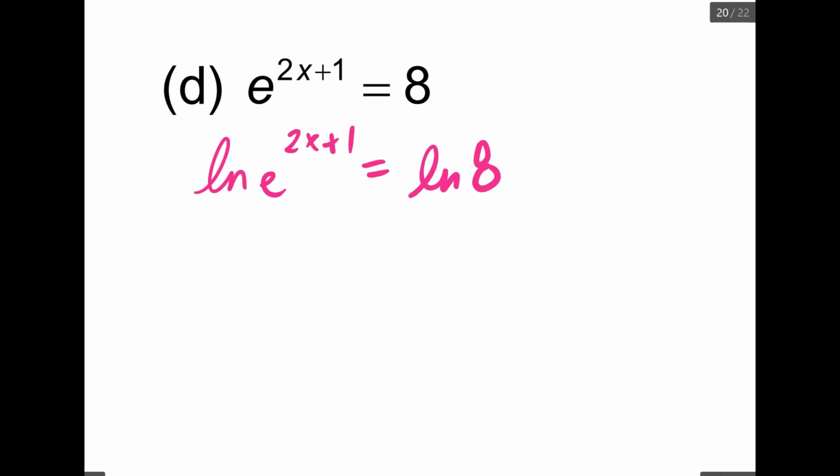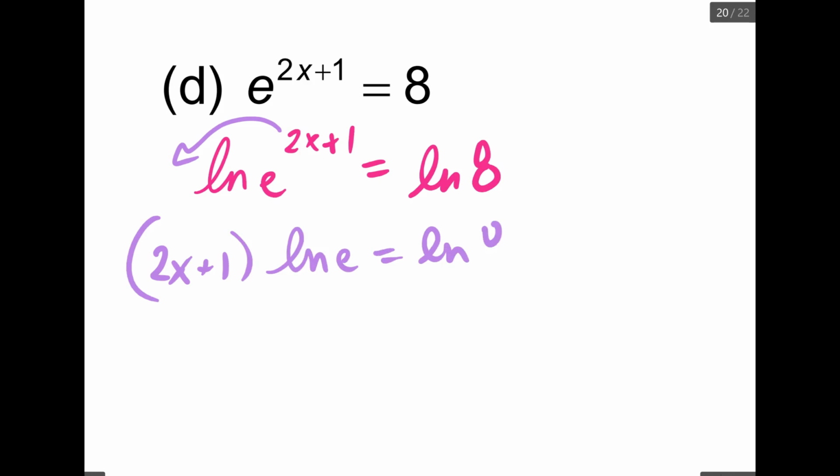Okay, so I know from rules of logs, I can move the exponent out front. So I have 2x plus 1 times ln e equals ln 8. So ln of e, well, that cancels out. That's just going to equal 1. So I have 2x plus 1 is equal to ln of 8.